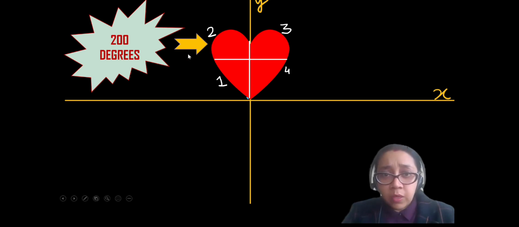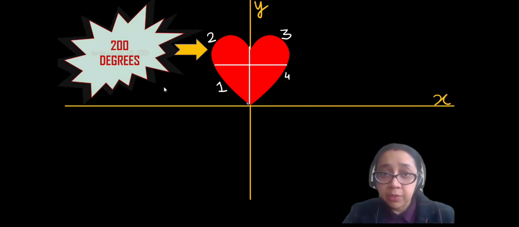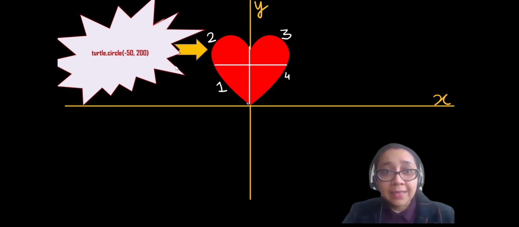Now, if I want to draw this particular arc, the second part of the heart, then I will write turtle dot circle because it's a part of a circle. And then I will write minus 50, which is the radius of the circle, and then comma 200. 200 is the central degree. It is a part of the circle, not the full circle.